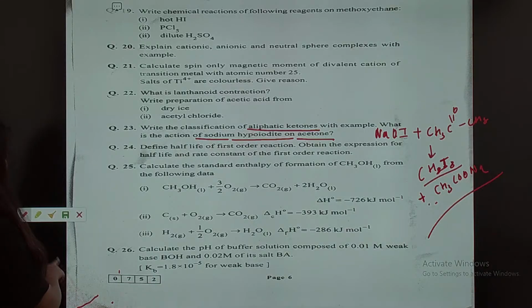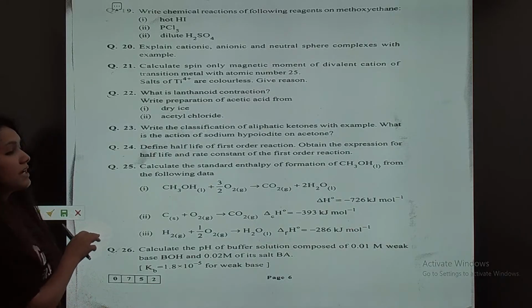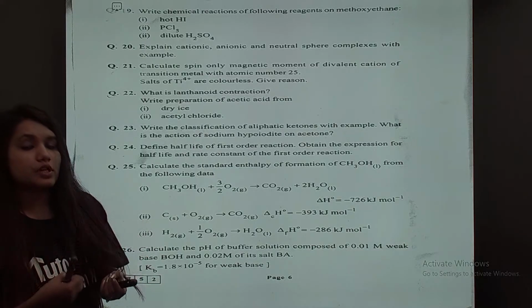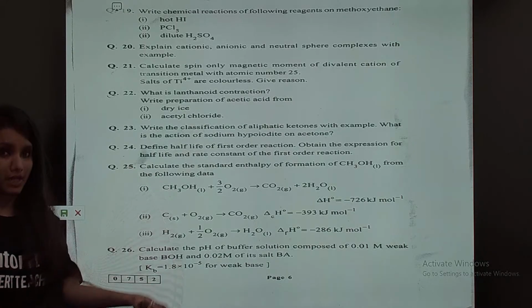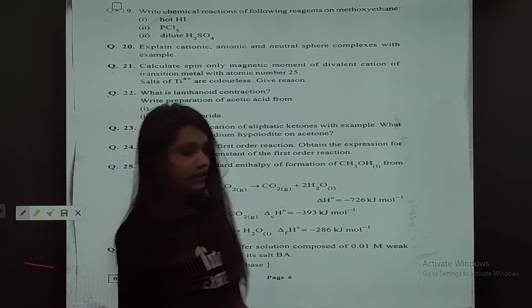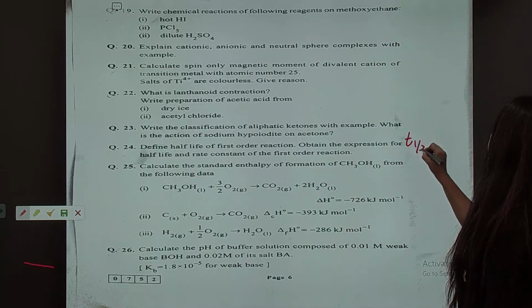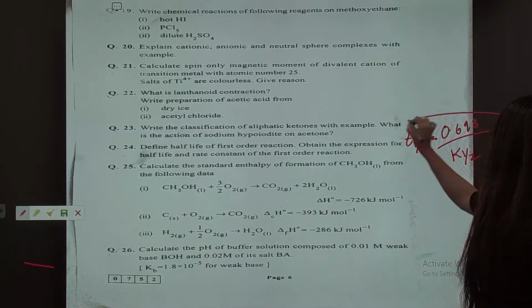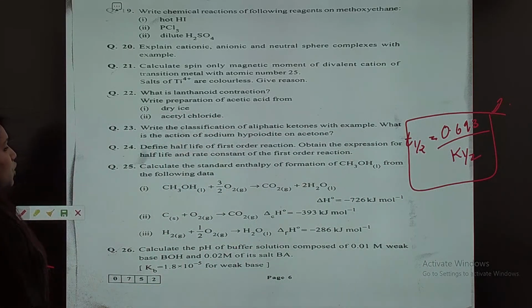Moving on to the next one, the next question is, define half-life of first order reaction. Half-life is nothing but the time taken by the reactant to reduce to half of its original concentration. Obtain the expression. When it comes to the expression, there is an entire derivation, and I'm just telling you the derivation which we are supposed to do. The result is t half equals 0.693 upon k. This was the derivation required for this particular question. So that's your question number 24, all of you.